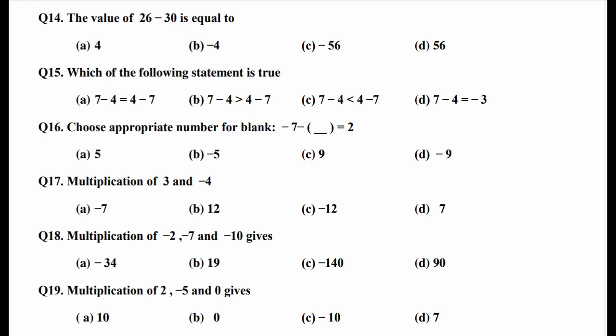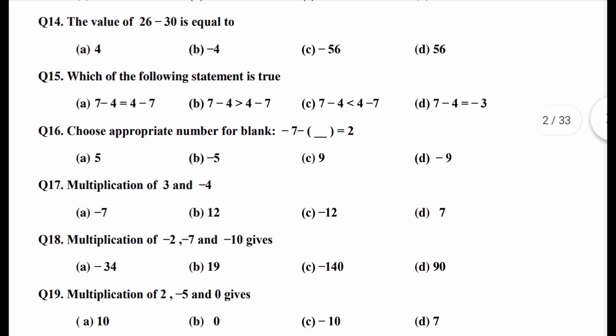Question number 15. Which of the following statements is true? So here we have to check all these equations one by one. And first is 7 minus 4 is equal to 3, 4 minus 7 is equal to minus 3, and both are not equal. That means this equation is wrong. 7 minus 4 is equal to 3, and 4 minus 7 is equal to minus 3. And here the greater than sign is given, and 3 greater than minus 3 is correct.